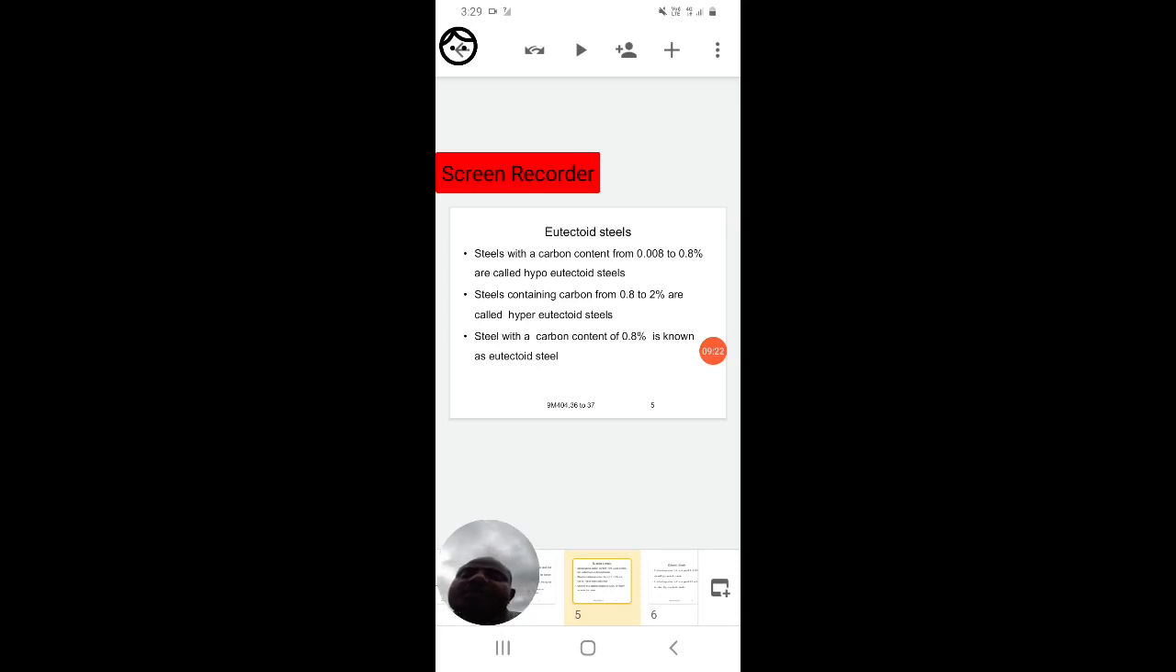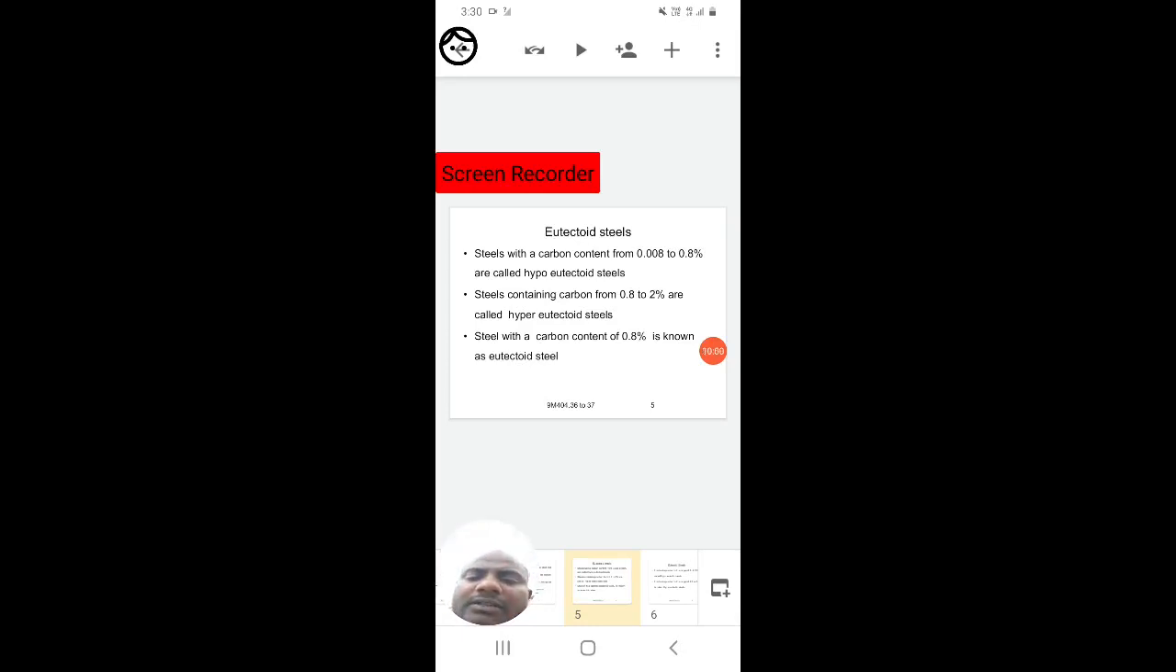Steels with a carbon content from 0.008 to 0.8 are called hypoeutectoid steels. Steels containing carbon content from 0.8 to 2% are called hypereutectoid steels. Okay, this is the main classification. Up to 2% they are all called steels, but hypo means less than some extent, hyper means more than that extent. That's why the names are like that.